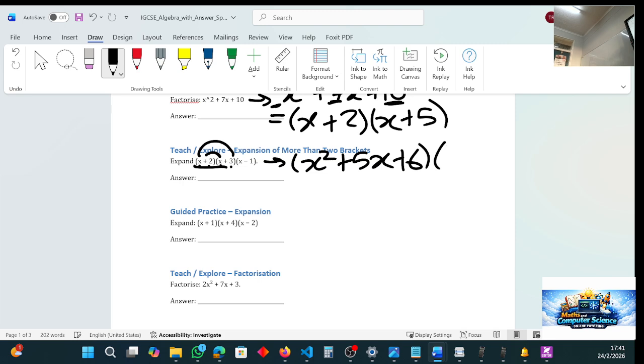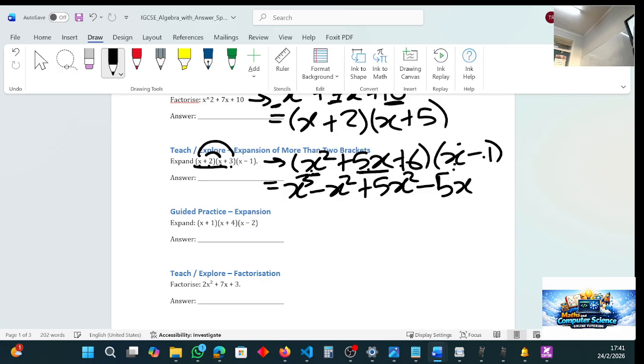Then in the second bracket, we have x minus 1. Now the next step, we're going to multiply all the terms in the second bracket by the first term. So when I say x squared times x, it gives me x cubed. Then when I say x squared times negative 1, that's minus x squared. Now I'm on the middle term, which will multiply everything in the second bracket. So when I say 5x times x, it gives me 5x squared. When I say 5x times negative 1, it gives me negative 5x.